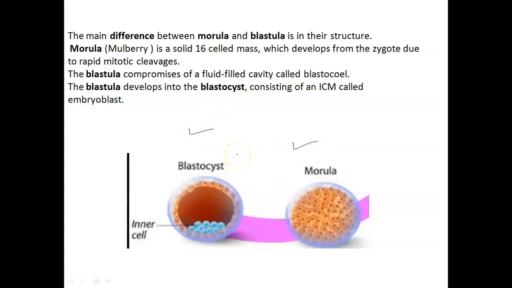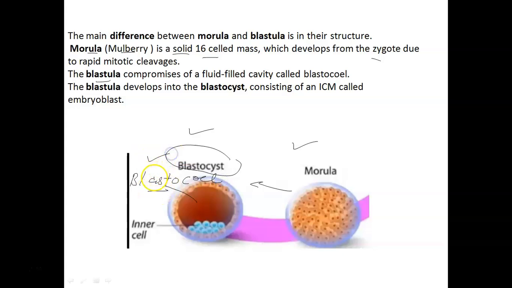Now we have seen two stages, morula and blastula. What is the difference? The word morula comes from mulberry, a solid ball of mass which is 16 cells, and it developed from the zygote due to rapid mitotic cleavages. The morula changes into blastula, and then this blastula forms the blastocyst, where some cells go to one pole and some cells surround the complete structure. So blastocyst has two structures, the outer layer, which is trophoblast, and the inner cell mass. Of course, these are totipotent cells, and there is a cavity formed in between, which is known as blastocele.